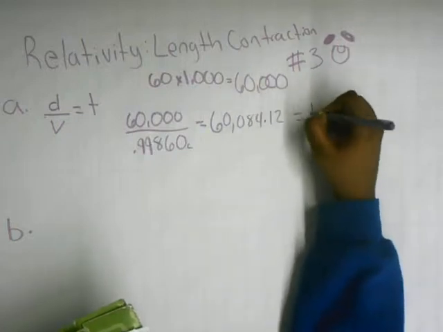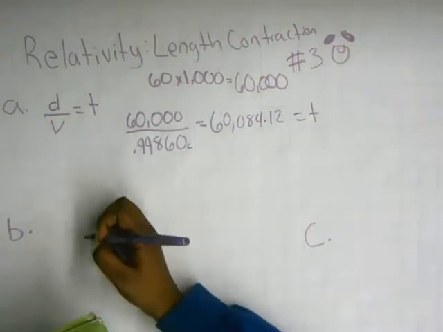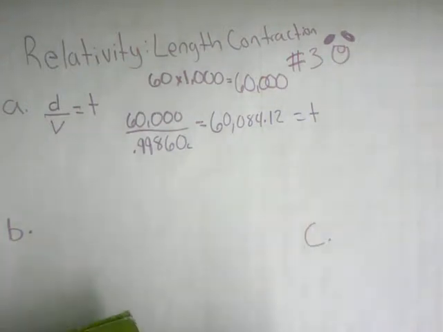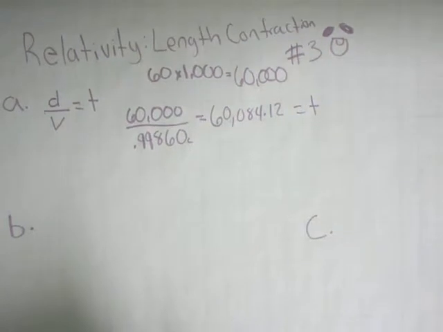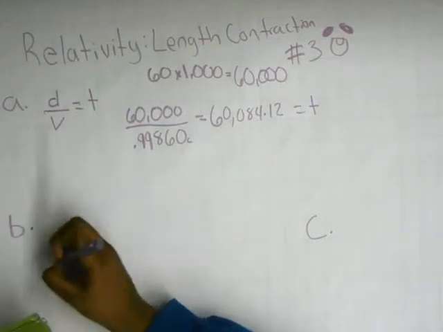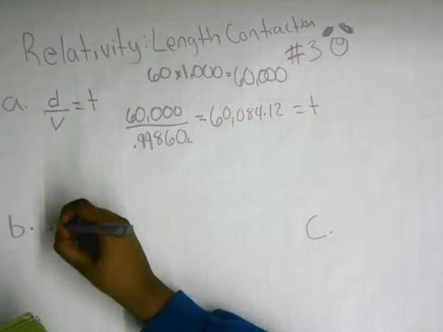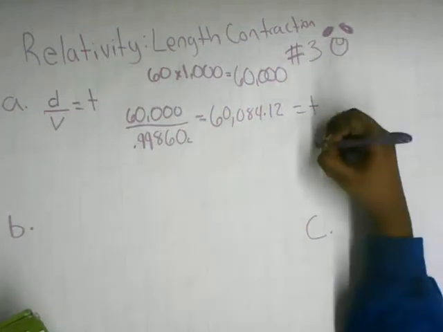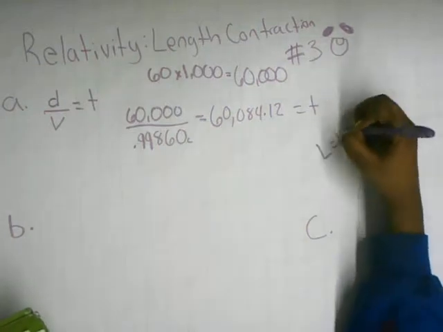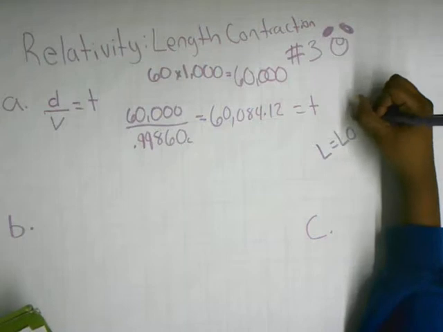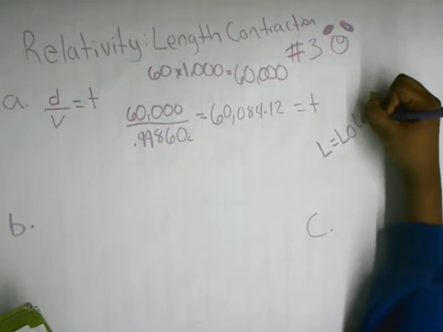Now for B, use the length contraction formula to calculate the distance from when the particle is created to the surface of the Earth in the particle's frame. So how you do that is you just use the length contraction formula, which is L equals L0 times the square root of 1 minus (v over c) squared.